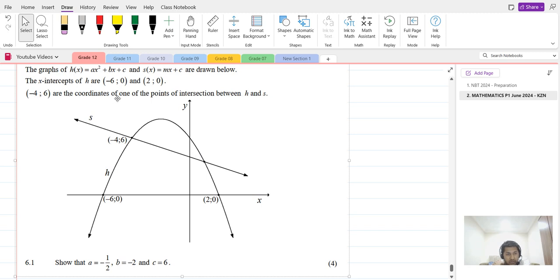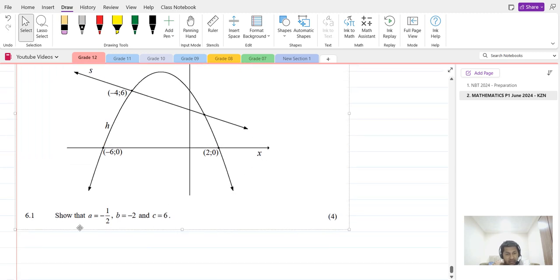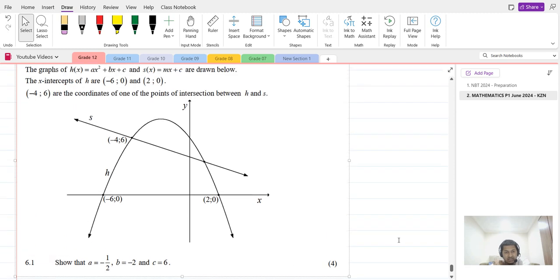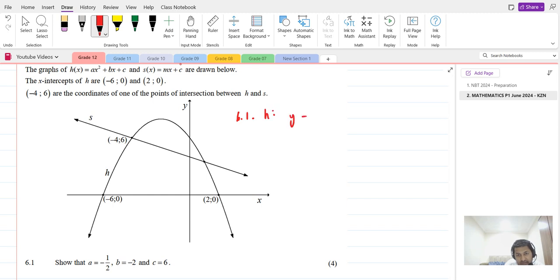Minus 4 and 6 are the coordinates of one of the points on the intersection between h and s. Okay. Show that a equals minus half, b equals minus 2, c equals 6. Yes, we can show that. 6.1. Alright, 6.1, we can find this equation of h, because we can start off with the equation a into x minus x1 into x minus x2. What are the 2 points? Minus 6 and 2. So a into x plus 6, putting into factors, and x minus 2.